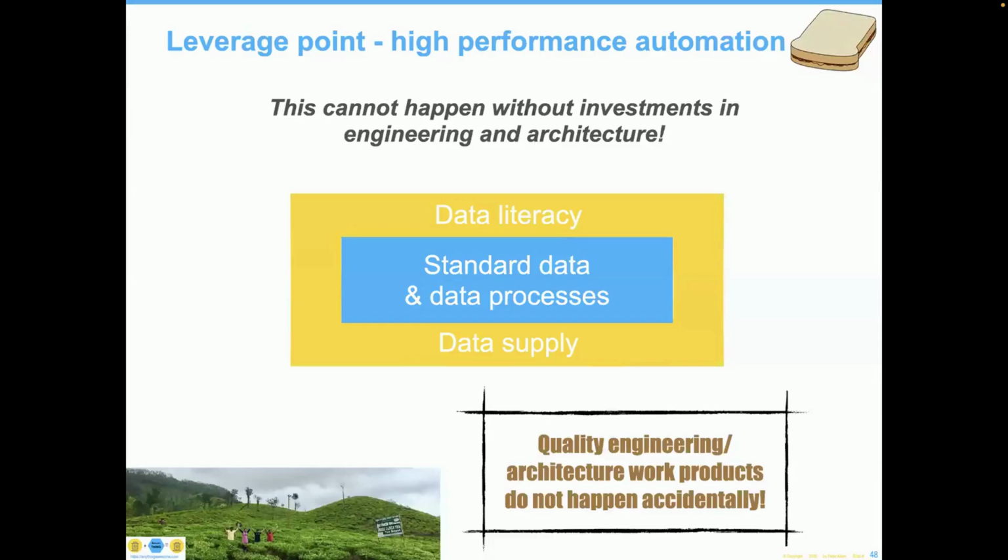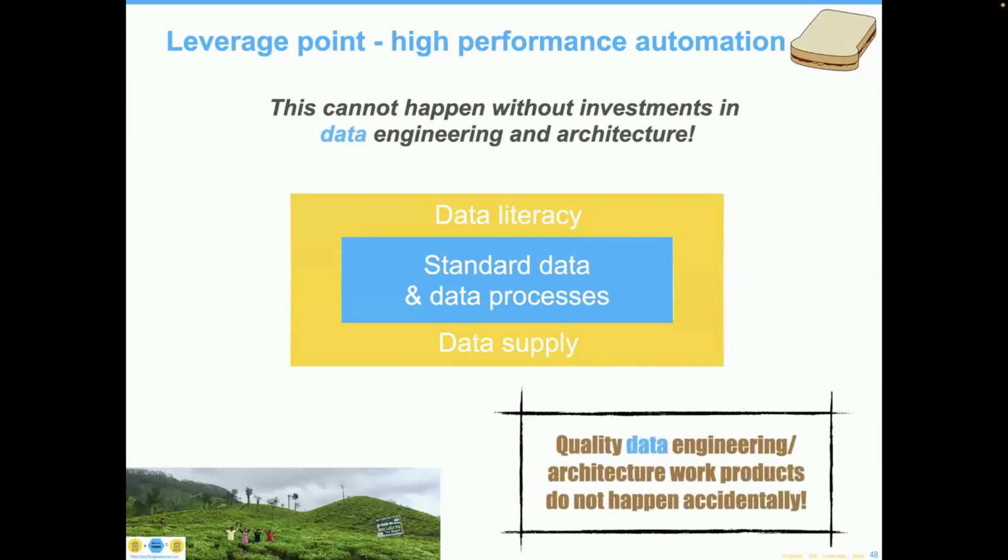It said, "Quality engineering work products do not happen accidentally." I'm not sure. I didn't get a chance to ask the gentleman why he had that up there, but it was certainly inspiring to see it. Of course, once again, we add the word data to this and understand that quality data engineering and architecture products cannot happen accidentally, because data architectures need to be organized in architecture.